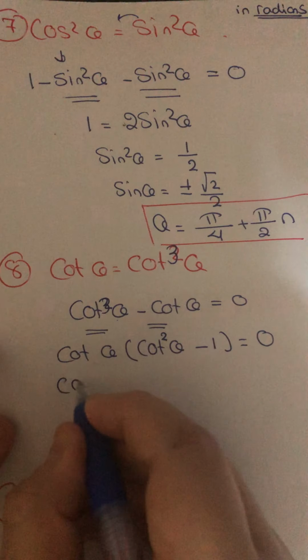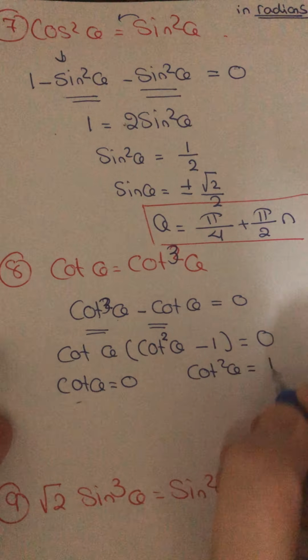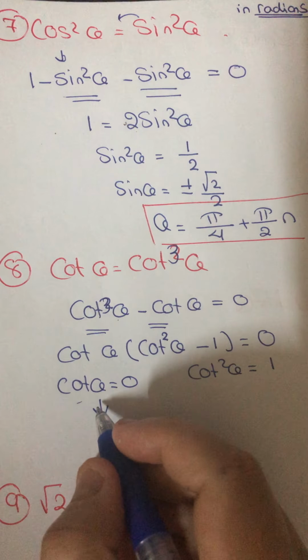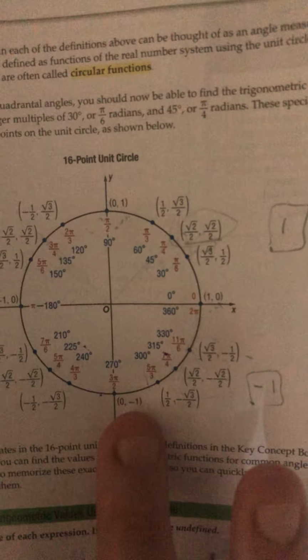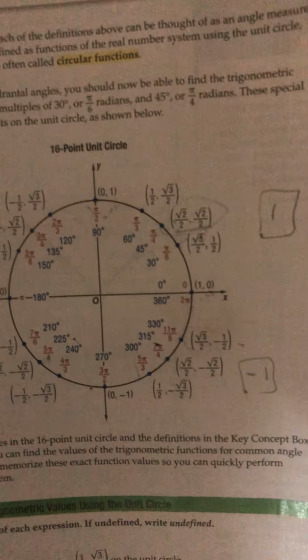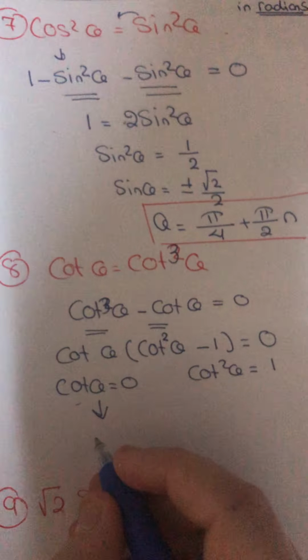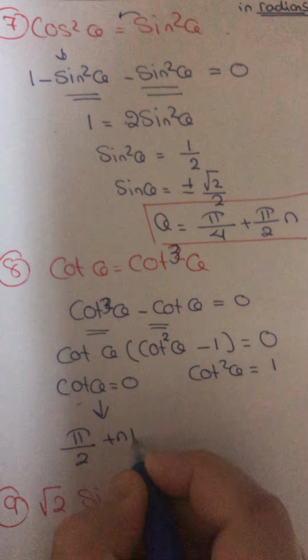Either cotan theta equals 0 or cotan squared theta equals 1. So when is cotan theta equal to 0? When tan is undefined. Cotan is x over y, so 0 over 1 or 0 over negative 1 will give you 0. How will I write that? I can write it as pi over 2 plus n pi, because it repeats itself every pi.